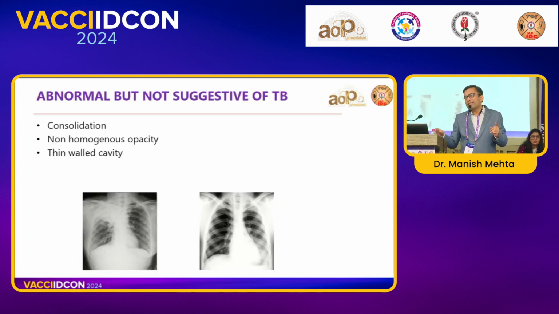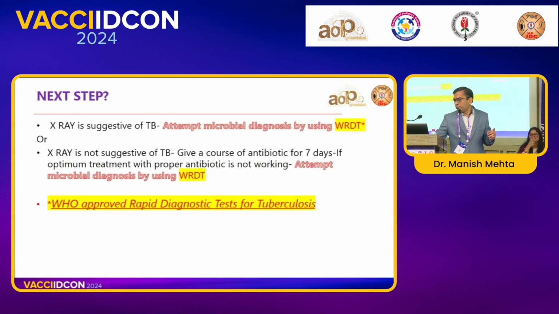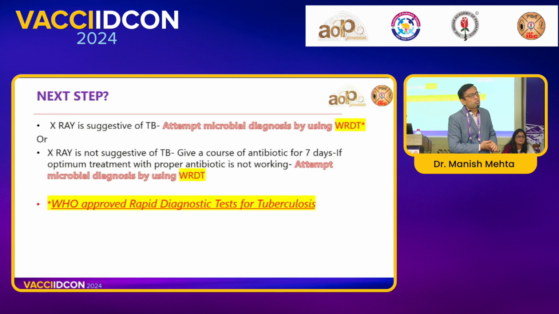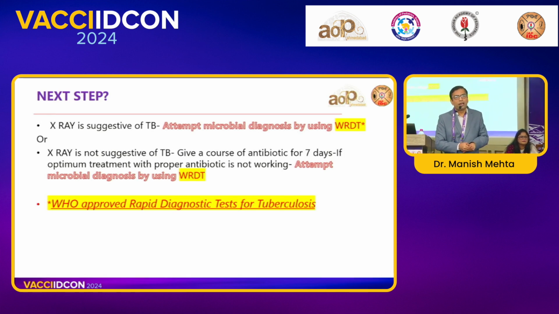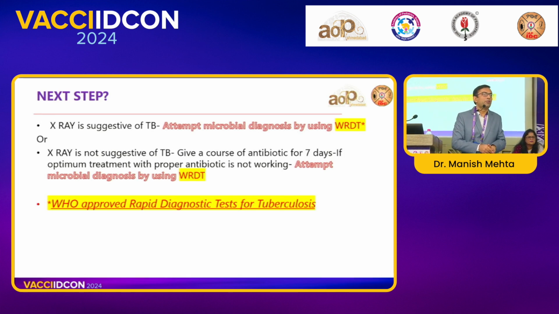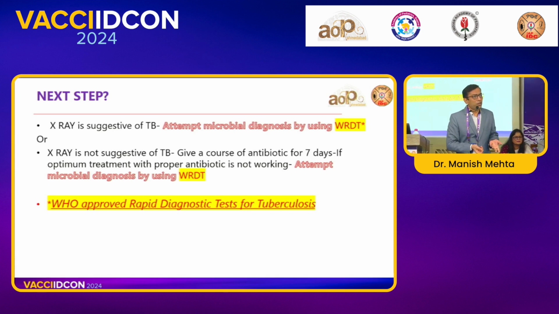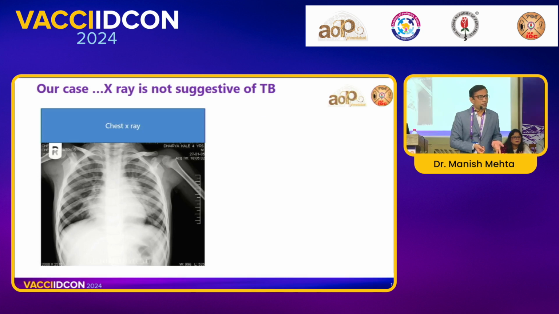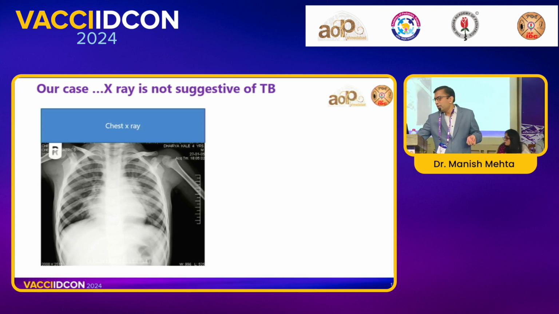So what are the tests that are used for microbiological confirmation? So WHO has advised specific tests, almost all PCR based tests. They are approved by WHO. These are rapid diagnostic tests for tuberculosis. Why rapid diagnostic? Because turnaround time is hardly a few hours. You get your report in a few hours, 2 to 3 hours probably. So that's why they have advised this test to be performed in a case of tuberculosis.